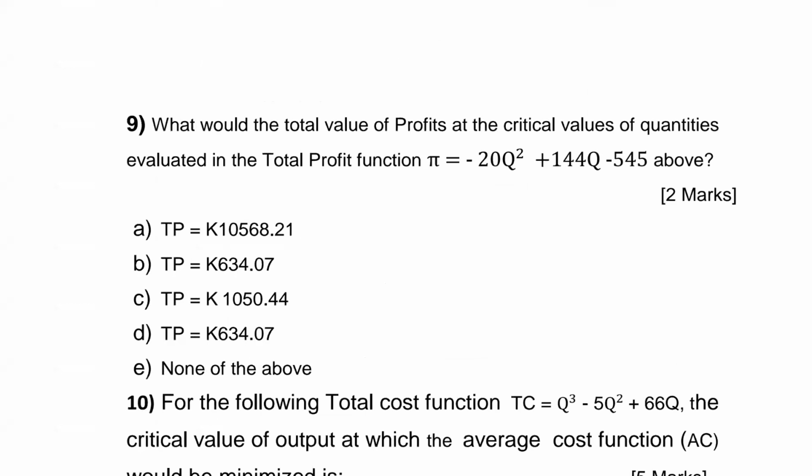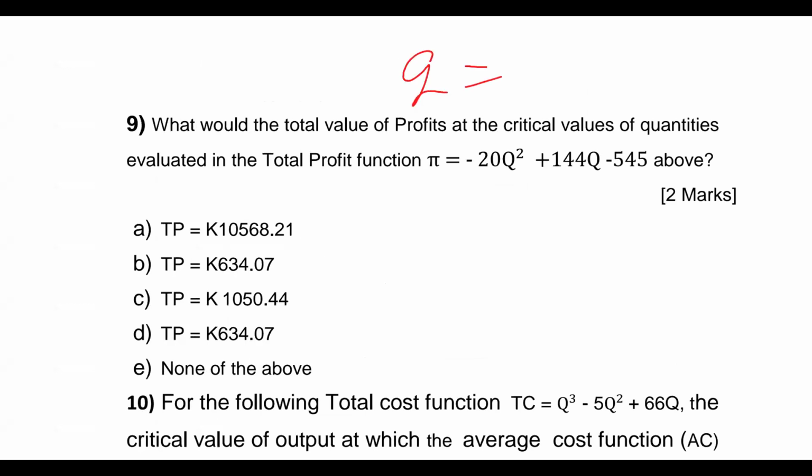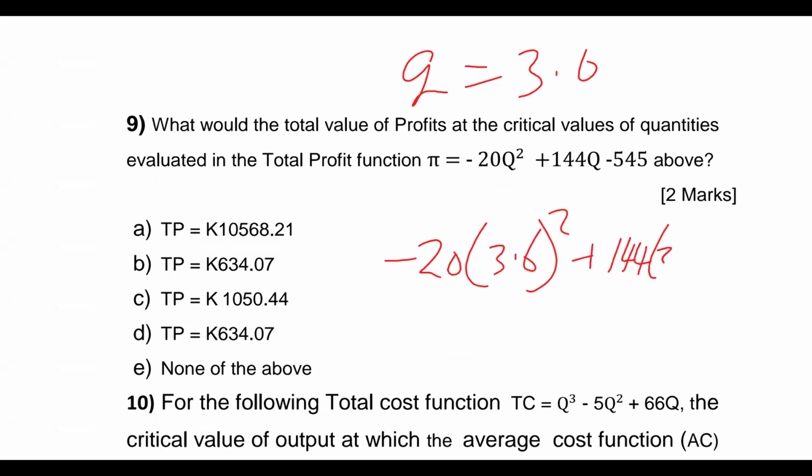Now, evaluate this function at the critical value. What was the critical value? The critical value is 3.6. So let's evaluate: negative 20 times 3.6 squared plus 144 multiplied by 3.6 minus 545.